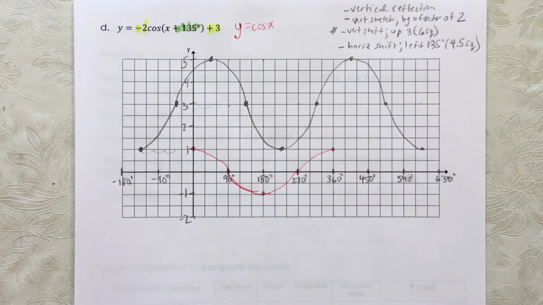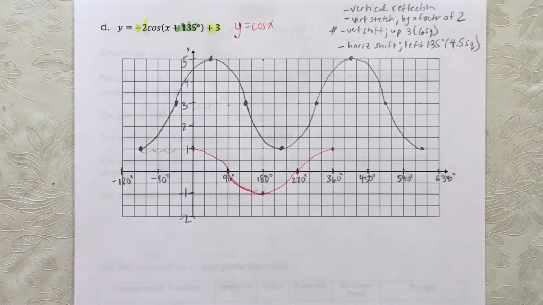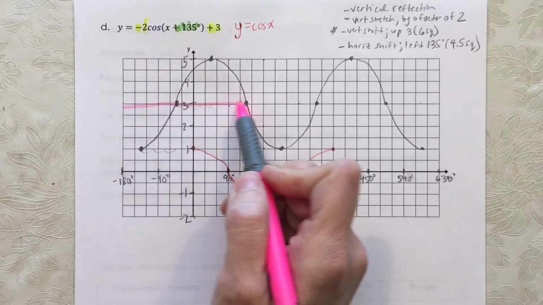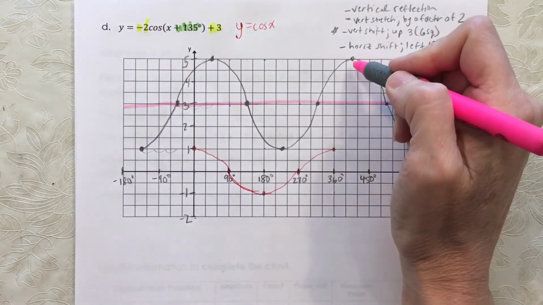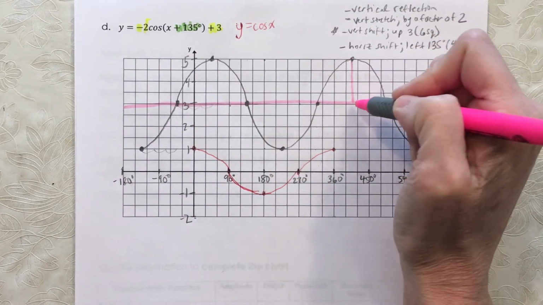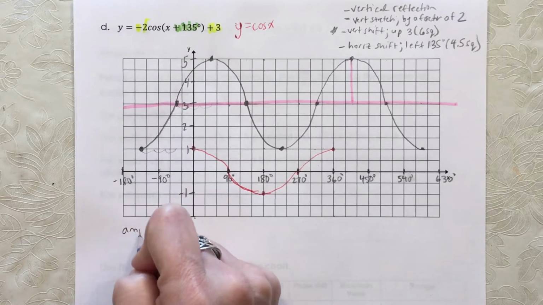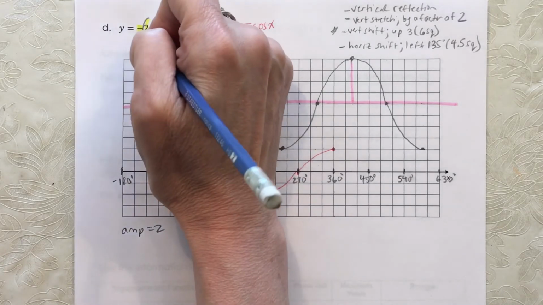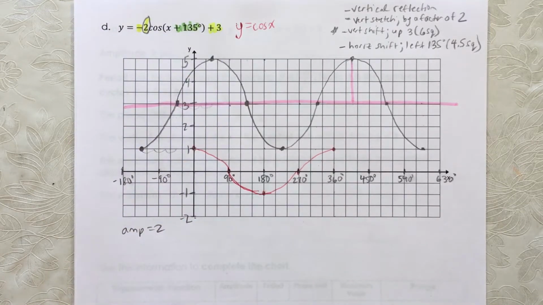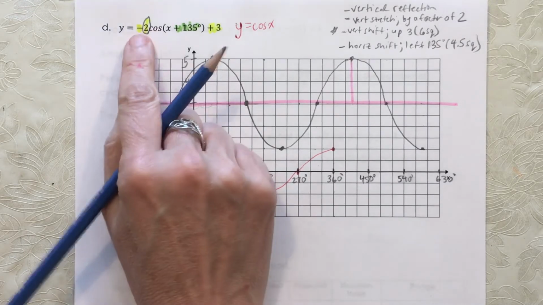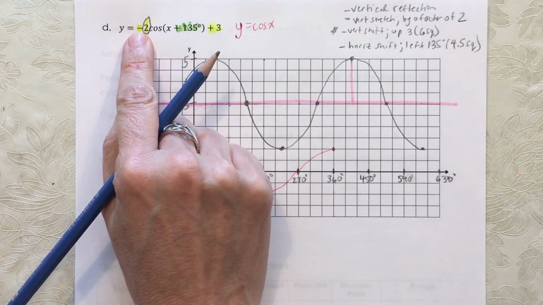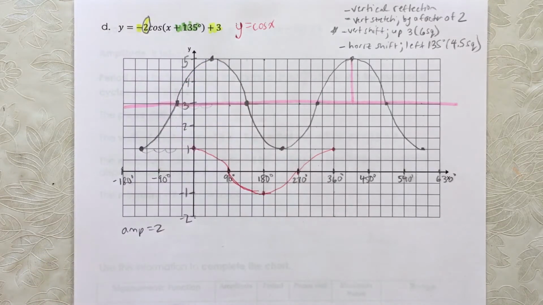Okay, so our central axis is moved to where our vertical displacement was at 3. And we can see that our amplitude is from 3 up to 5, which is 2. So our amplitude is 2, which you can see was our vertical stretch. And remember, amplitude's never negative, okay? So the negative just makes it a reflection, doesn't affect the amplitude.